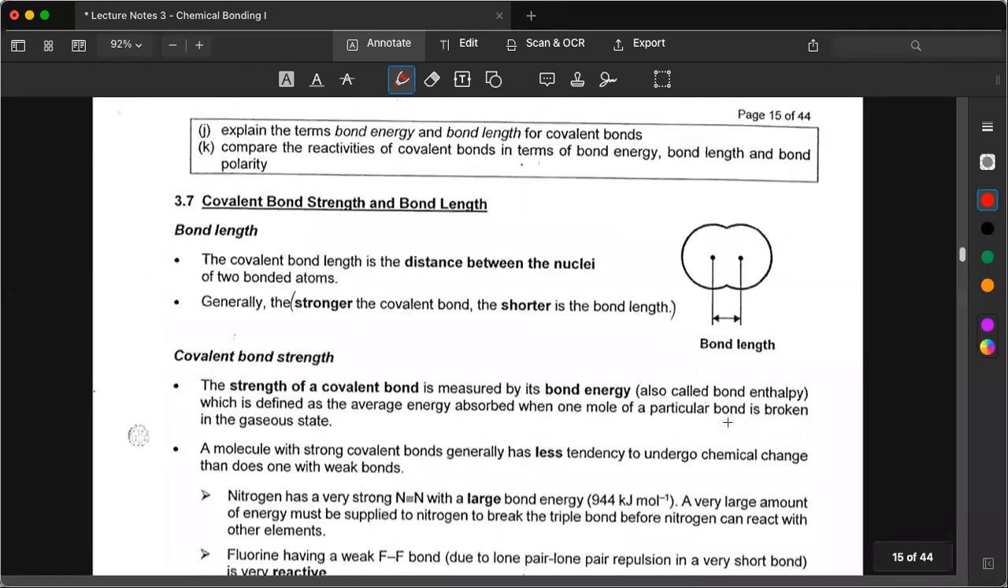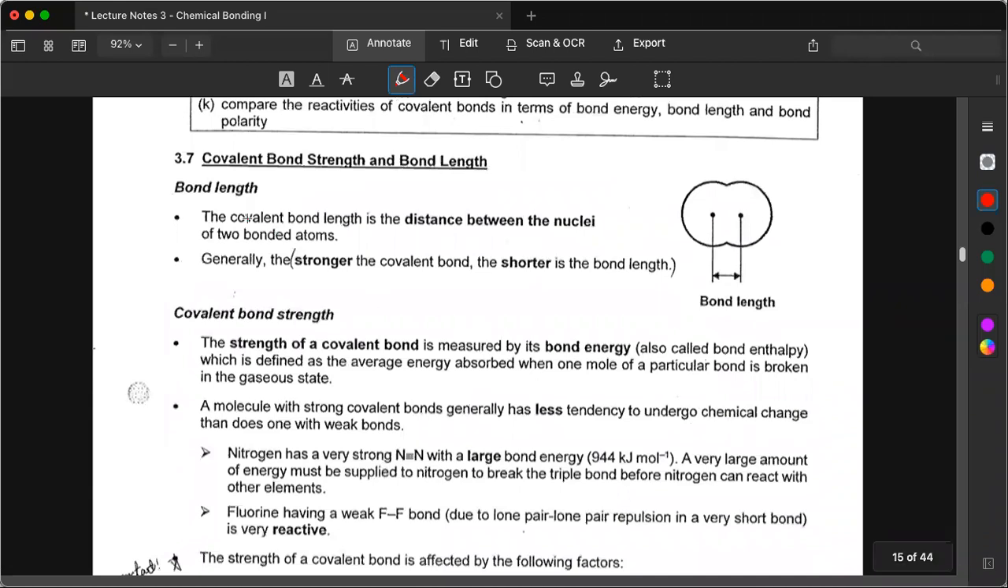Next, what is bond length? Bond length is the distance between the nuclei of two bonded atoms. The stronger the covalent bond, the shorter the bond length, because the atoms are brought closer to each other, shortening the bond length.